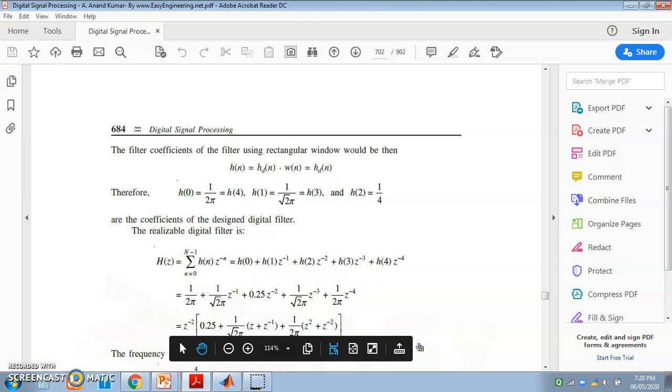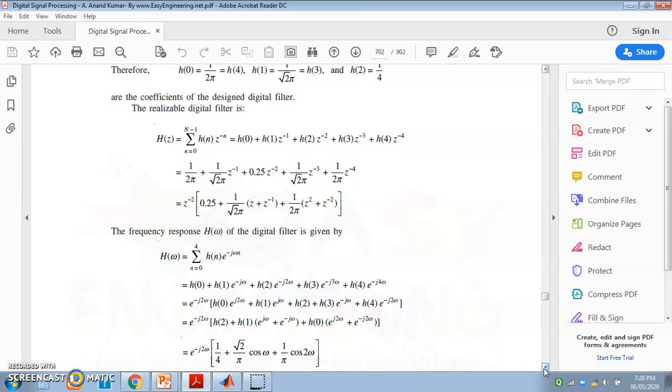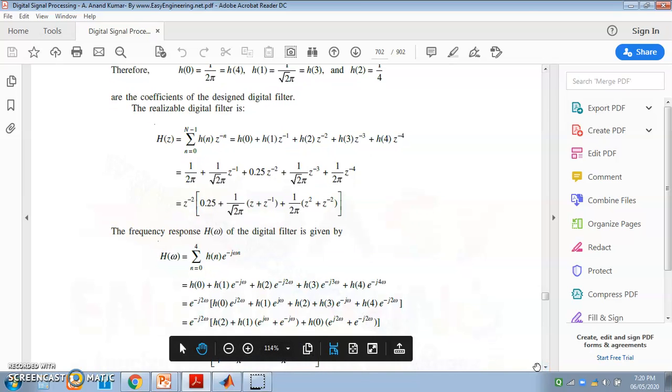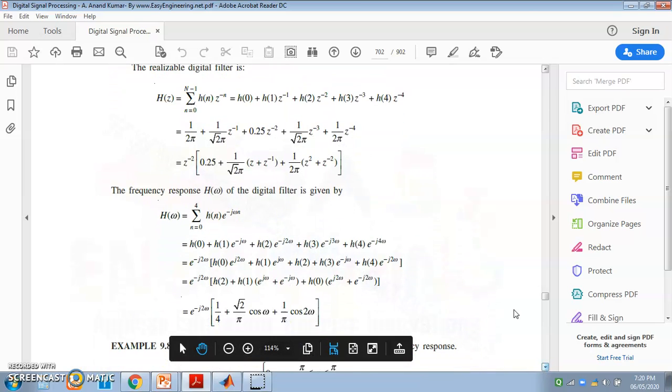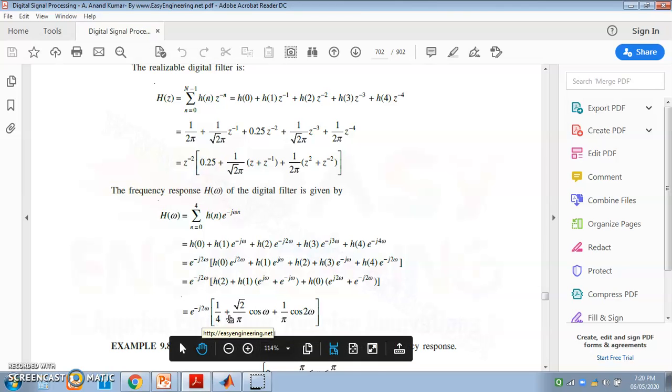This gives the causal filter's transfer function, which is realizable. Simply by putting z equal to e^{jω}, we can find the frequency response of the given filter, that is H(ω) equal to e^{-jαω}, where α in this case is 2, times [1/4 plus (√2/π) cos ω plus (1/π) cos 2ω].